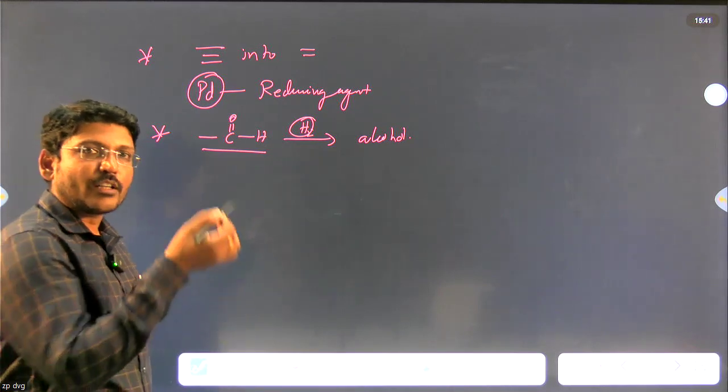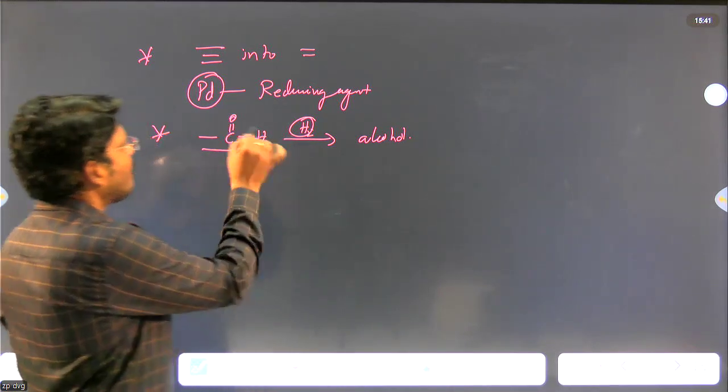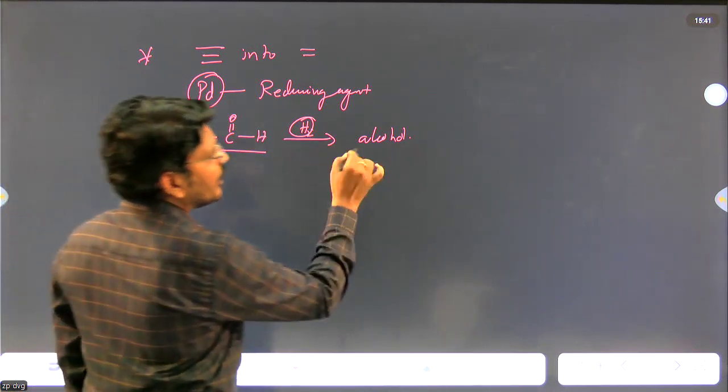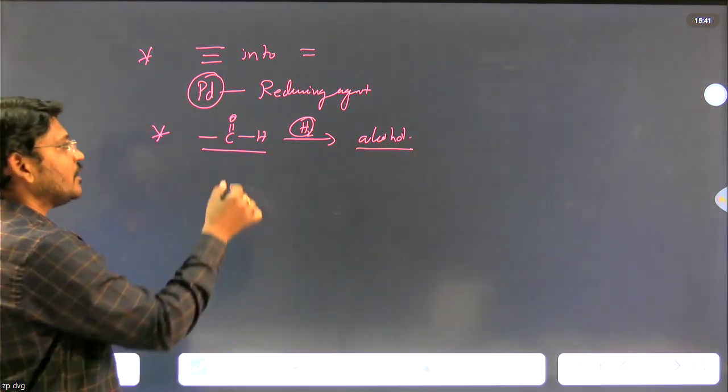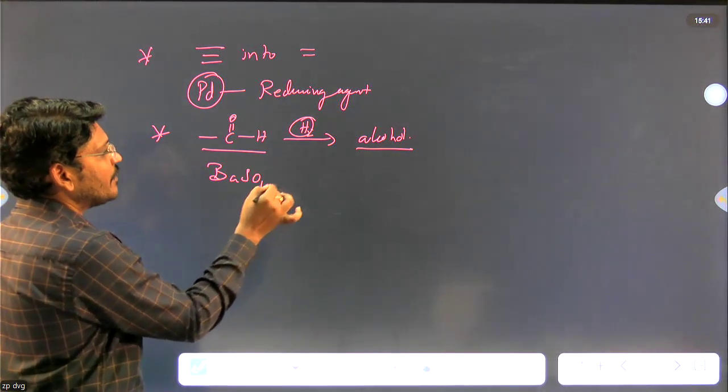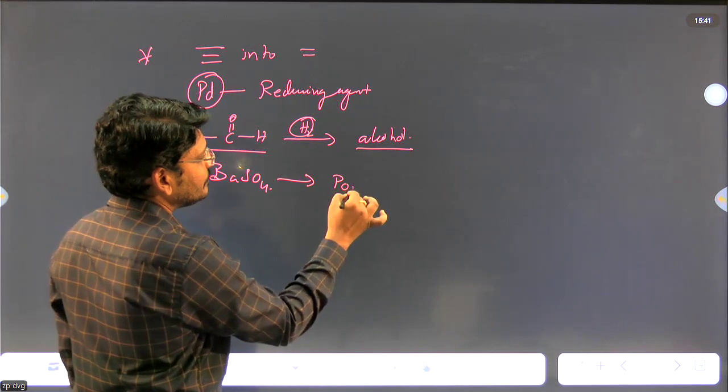Palladium undergoes further reduction, as it acts as a powerful reducing agent. It converts an aldehyde into an alcohol. So what do we do? Here we can use barium sulfate. This barium sulfate acts as a poison for palladium.